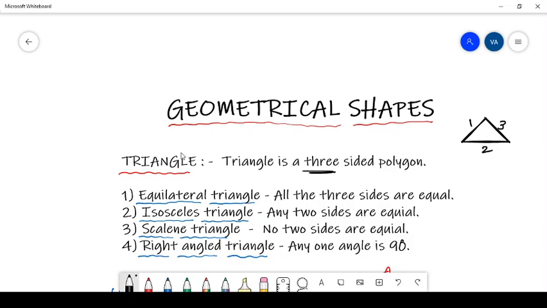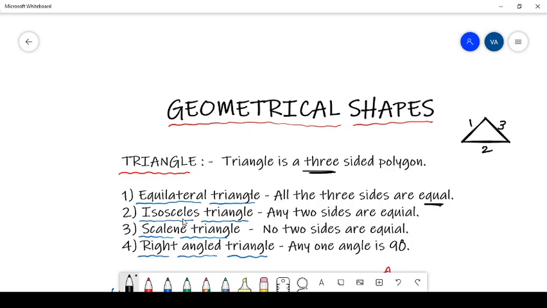In triangles, we have different types. First one is the equilateral triangle. In an equilateral triangle, all the three sides are equal. In any triangle, if all the three sides are equal, that is called an equilateral triangle.